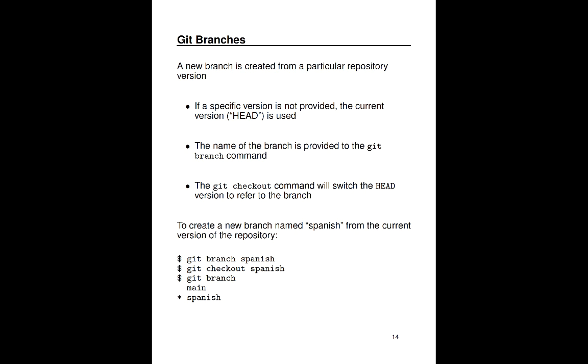And then when we issue the git branch command with no arguments after it, it'll print out all of the available branches, and there'll be a star next to the one that we're currently using. So this is how you can double check that you're on the right branch.